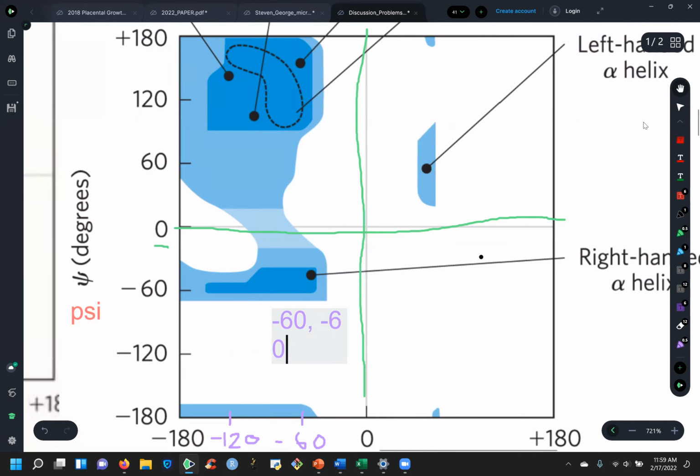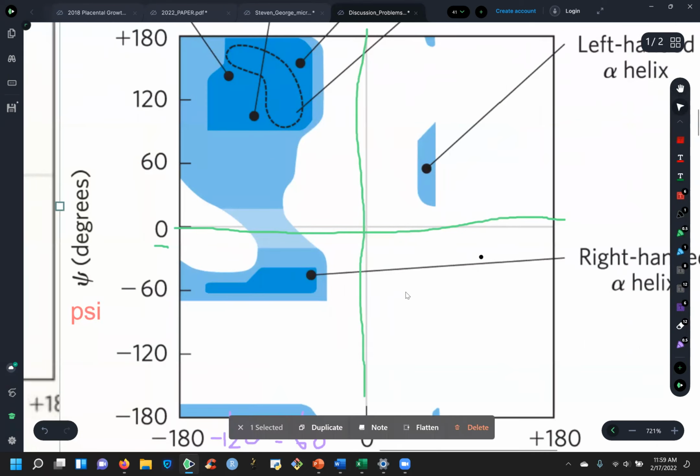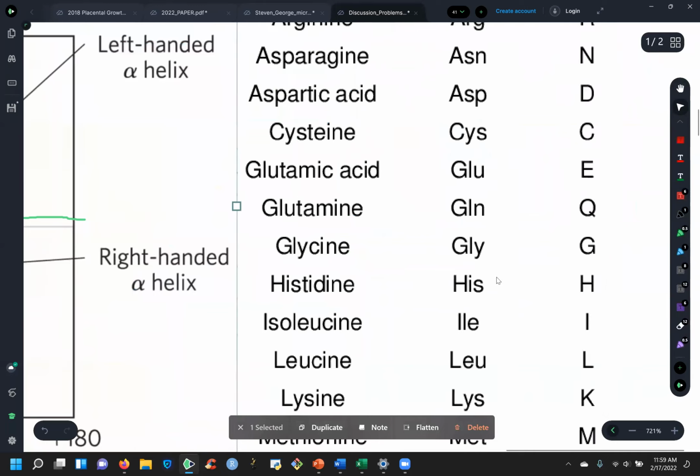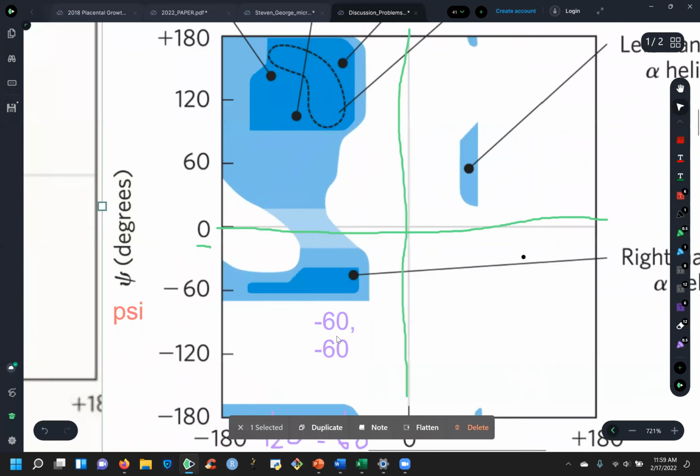So on an exam, for example, they might ask you, oh, you have a phi angle of minus 60 and a psi angle of minus 60. What secondary structure are we looking at? And you're going to say, oh, that's easy. It's a right-handed alpha helix. Because remember, alpha helixes and beta sheets are secondary structures. So you have to know all your terminology.